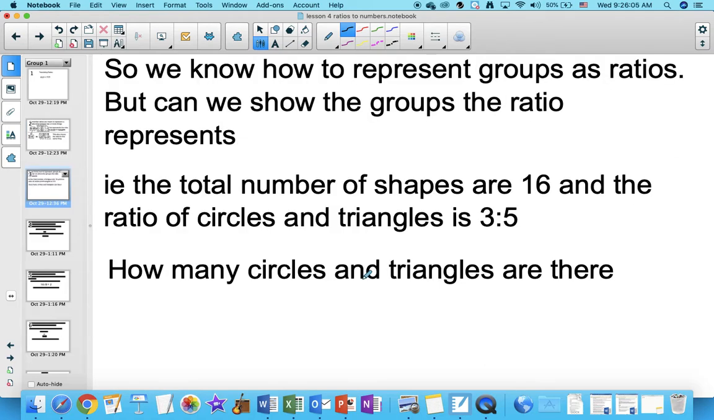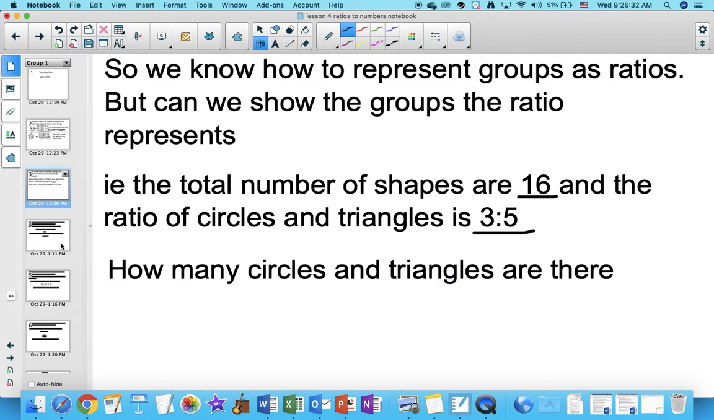So we know how to represent groups as ratios, but can we show the groups the ratios represent? Well, an example we can do is the total number of shapes is 16, right? And the ratio of circles to triangles is 3 to 5. How many circles and triangles are there?